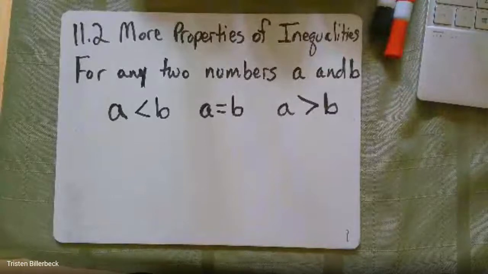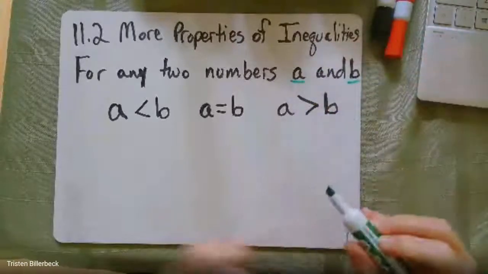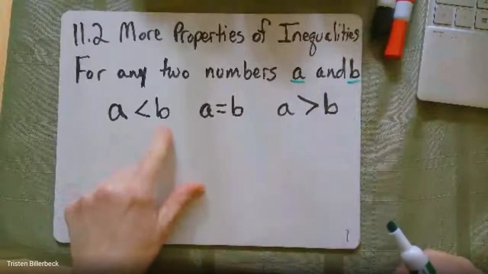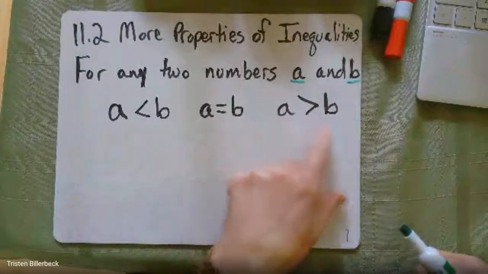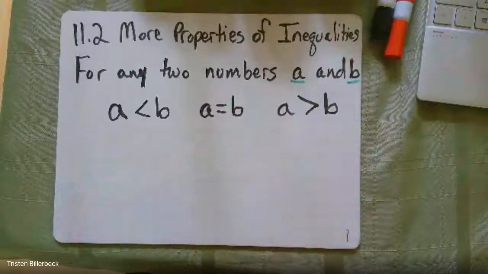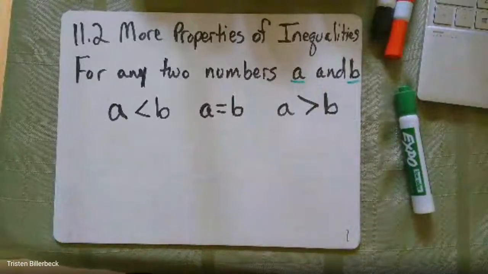So today we're going to look at section 11.2, more properties of inequalities. For any two numbers, A and B, A can either be less than B, A can equal B, or A is greater than B. Well, you're probably like, oh, Miss Billerbeck, these letters again. Could you please make it so we can understand?